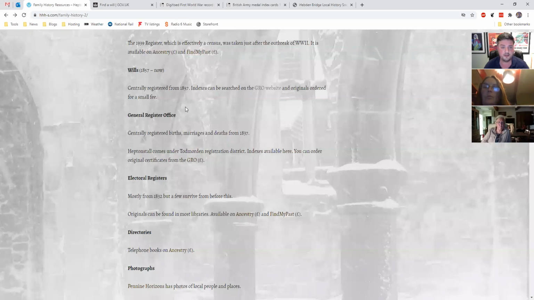The General Register Office: births, marriages and deaths have been registered centrally since, I think, 1837.